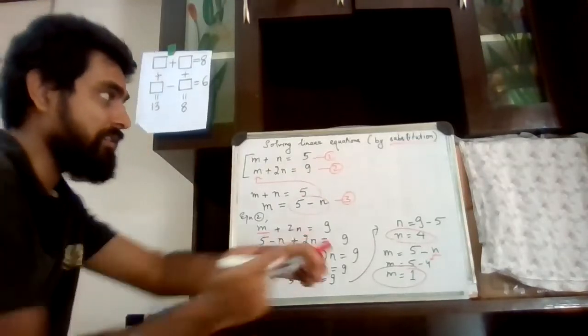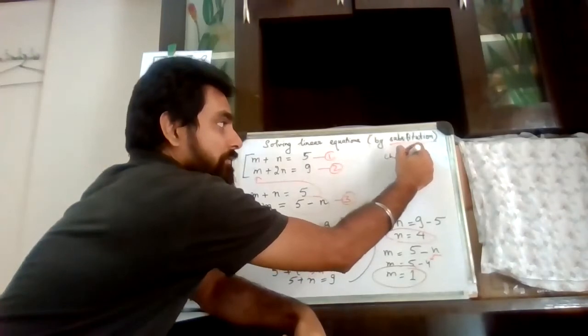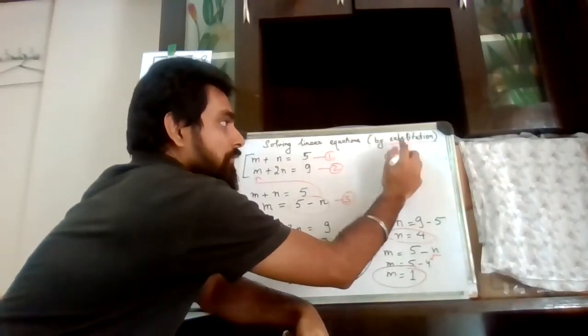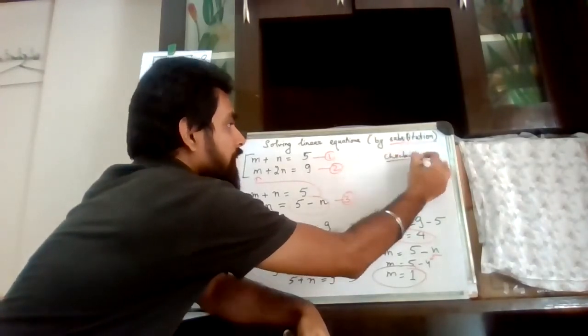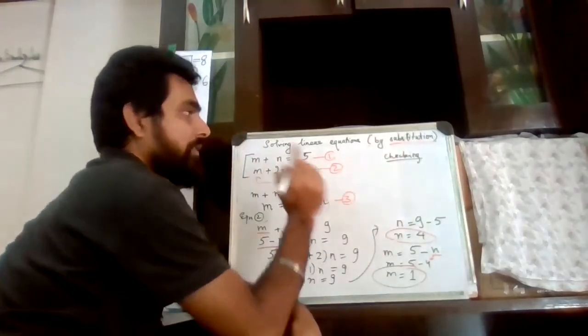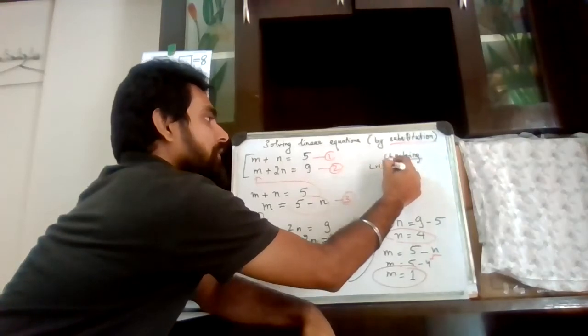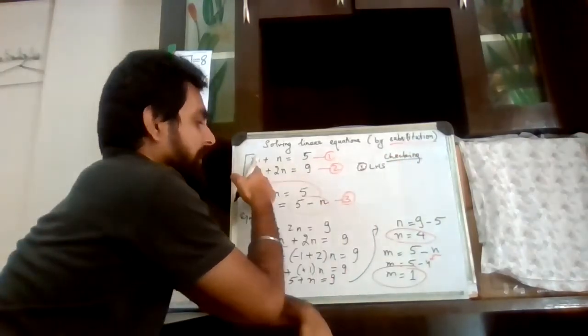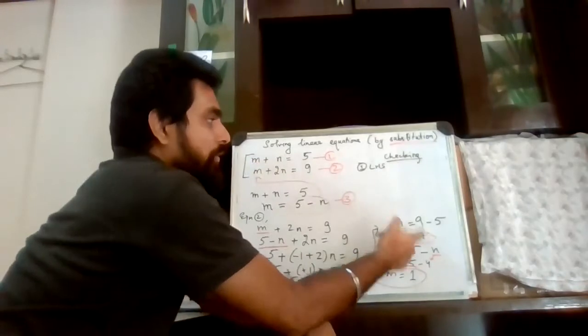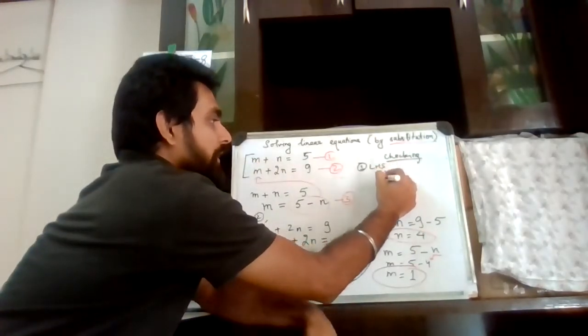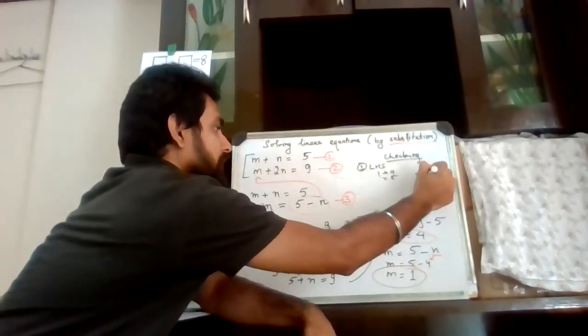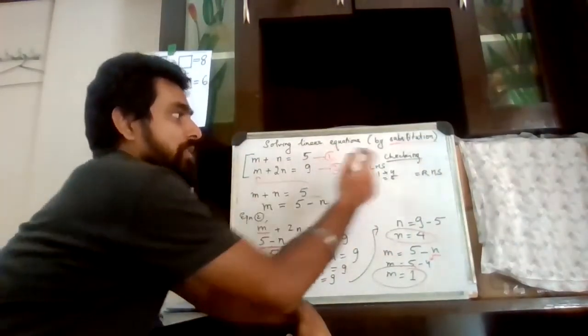All right, let me do the checking here. So checking the first equation. First equation, my LHS is m is 1, n is 4. So 1 plus 4, that's equal to 5, which is equal to RHS. Are we good? Yeah. First equation is true.